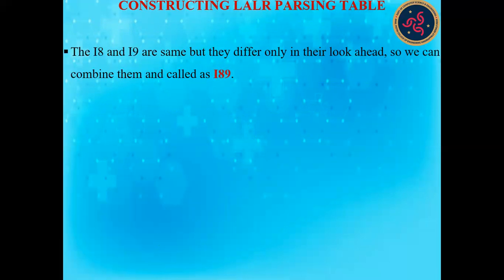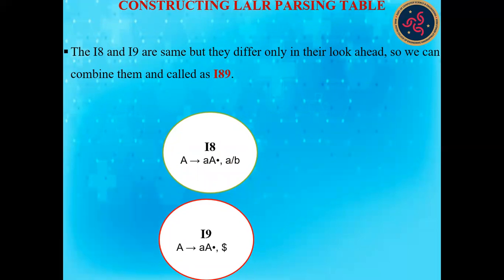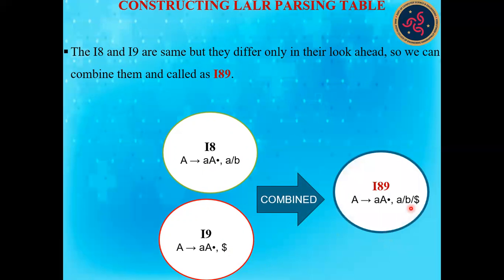The next two similar states are I8 and I9. These two states also have the same productions; the LR0 items are the same, but the look ahead is different. Here it is A or B, whereas here it is the dollar symbol. Here also we can combine them to give a new state I89. So after combining these states, we got the new states I89, I47, and I36.